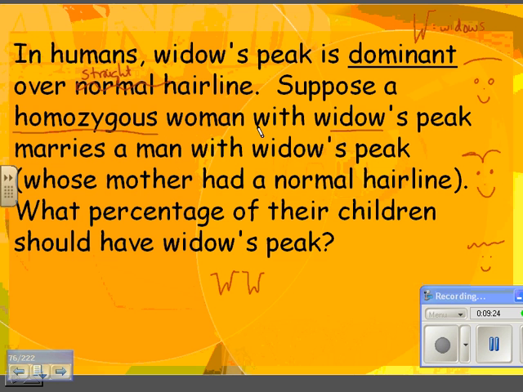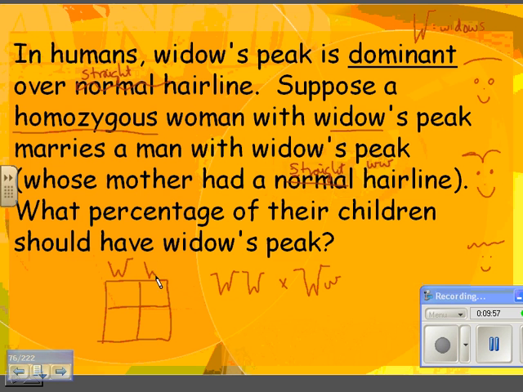So a homozygous woman with widow's peak marries a man with widow's peak whose mother had a straight hairline. Okay, so if the mother had a straight hairline, it would be this. So she had to give one of those genes to her kid, and there it is. What percentage of their children should have widow's peak? David, what do you think? What percent? Oh wait, because widow's peak is dominant, then all of the kids should. All the kids should. Good. So is this the dad? No, that's a woman. So here are her eggs.